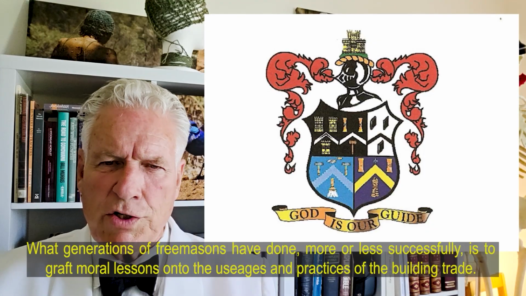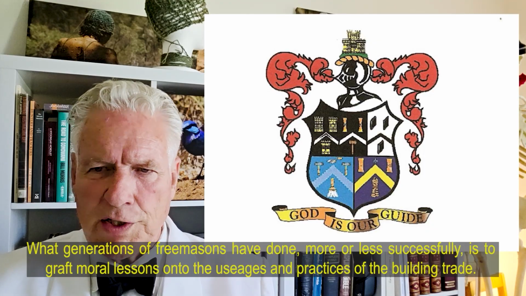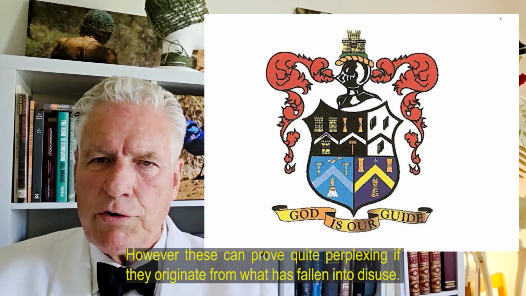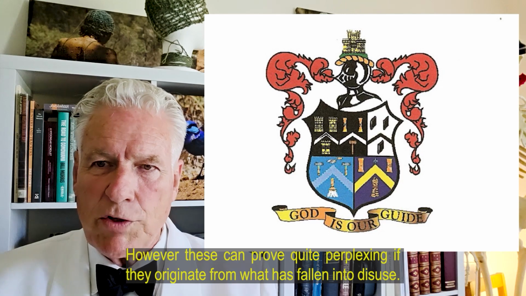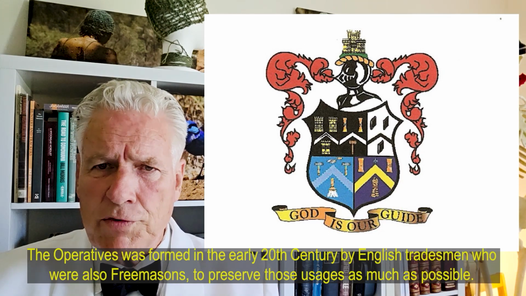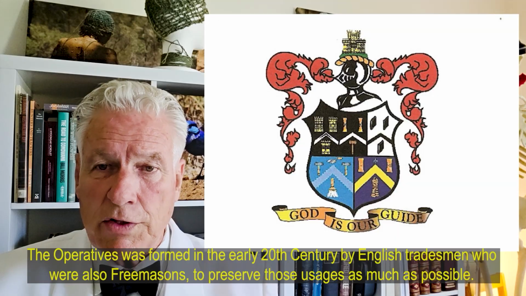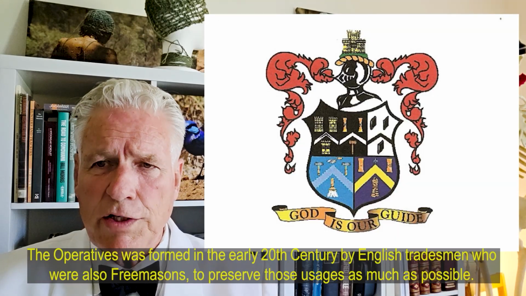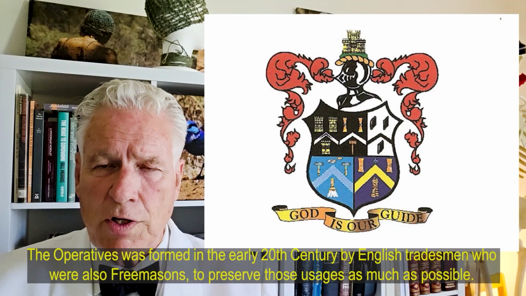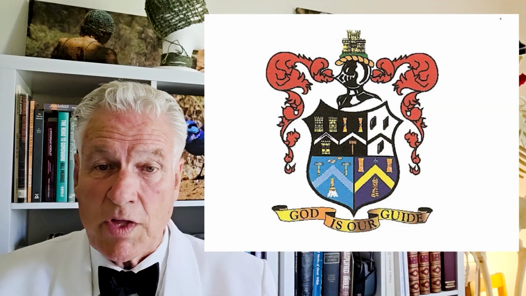What generations of Freemasons have done more or less successfully is to graft moral lessons onto the usages and practices of the building trade. However, these can prove quite perplexing if they originate from what's fallen into disuse. The Operatives was formed in the early 20th century by English tradesmen who were also Freemasons to preserve those usages as much as possible.